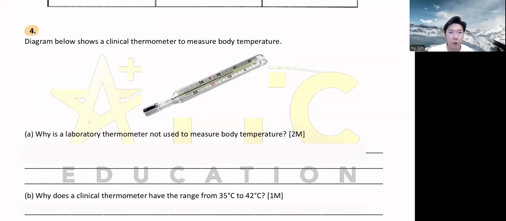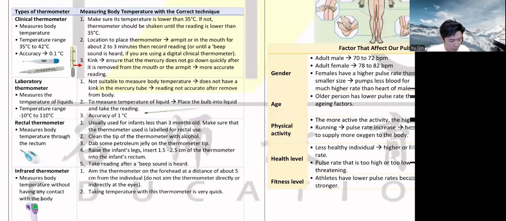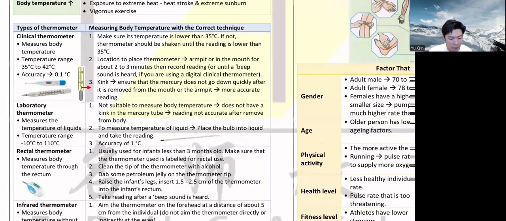Now, the diagram below shows a clinical thermometer to measure body temperature. Okay, so why is the laboratory thermometer not used? By the way, laboratory thermometer versus clinical thermometer. So clinical thermometer is just specialized in measuring body temperature. So it's about 35 to 42. Laboratory is a long one, -10 to 110. Now, the main difference here is the accuracy.